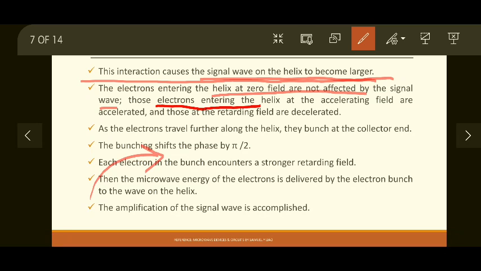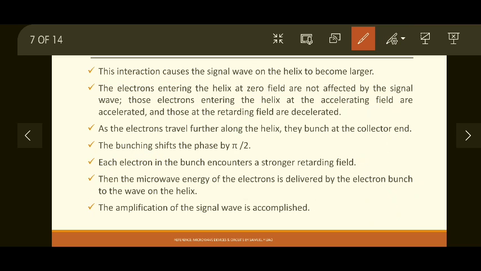Those electrons entering the helix at the accelerating field, as the electric field is generated, it will have two components. One will increase the velocity, another will decrease it. Increasing is an accelerating electric field and decreasing velocity is a retarding electric field. Those at the retarding field are decelerated. That's quite obvious, similar to klystron velocity modulation.